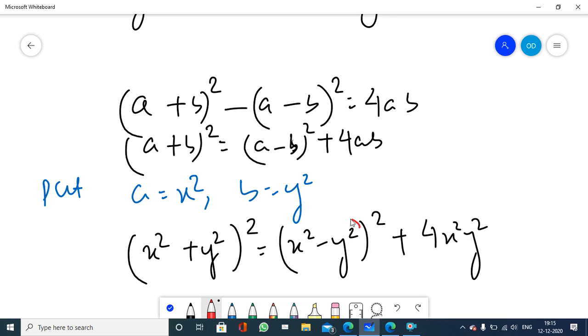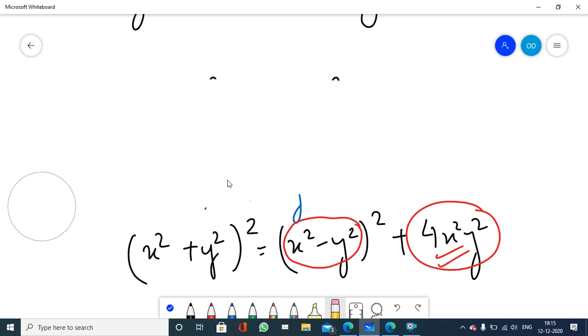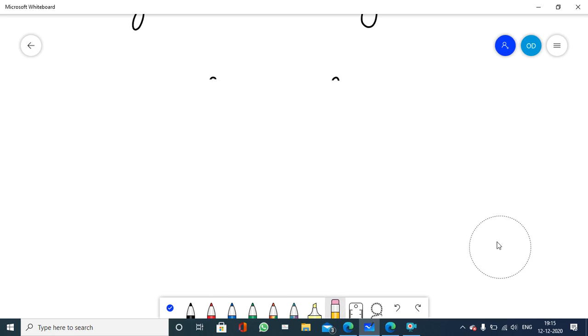So you see here, we know the value of x square minus y square. Also we know the value of 2xy. And if we know the value of 2xy, then also we know the value of 4x square y square, because square of 2xy is 4x square y square. So we know this value, we know this value. Easily we can get the value of x square plus y square whole square. After that we can find the value of x square plus y square. Get my point so far? So this is the trick. Clear? So let's proceed.